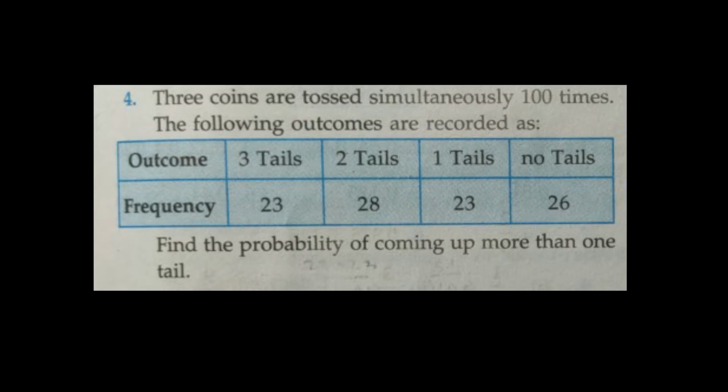Let us see another question shown on the screen. 3 coins are tossed simultaneously 100 times. The following outcomes are recorded: 3 tails, 2 tails, 1 tail, no tails. The frequency for 3 tails is 23, 2 tails 28, 1 tail 23, and no tail is 26.